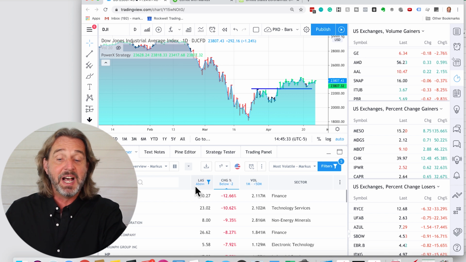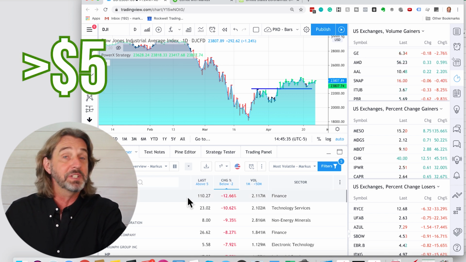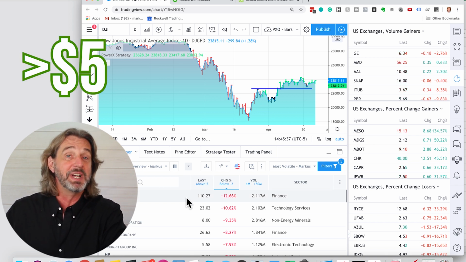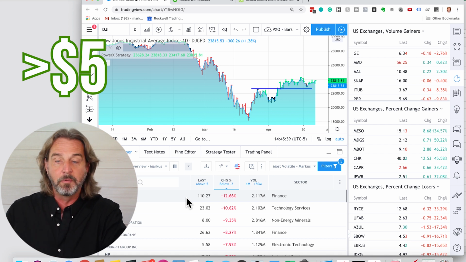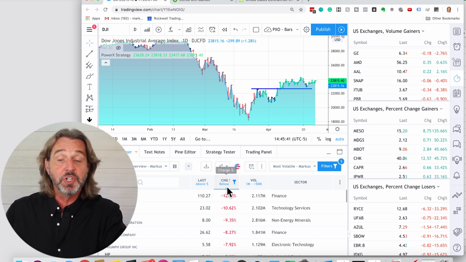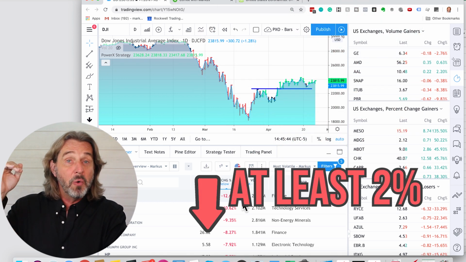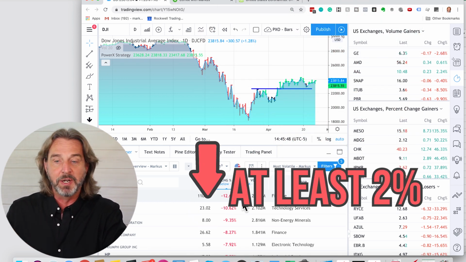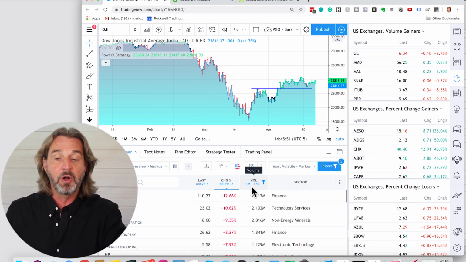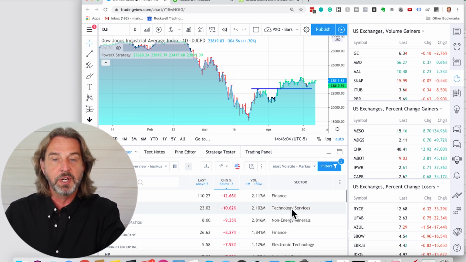Now I want to see that the last price is above $5. I do not like to trade penny stocks. I don't like to trade anything that is below $5. Now, in terms of the change, I want to see that we are down at least 2%, the more the better. The volume, I want to see that we have 1 to 50 million, and it shows you the sector. I'm not too interested in the sector.